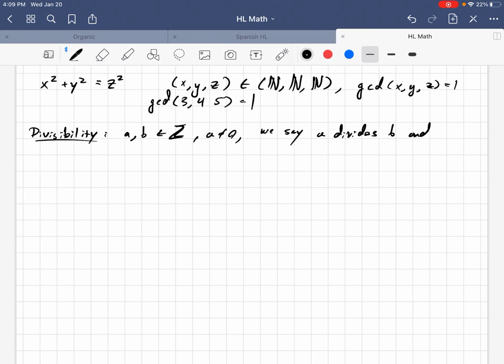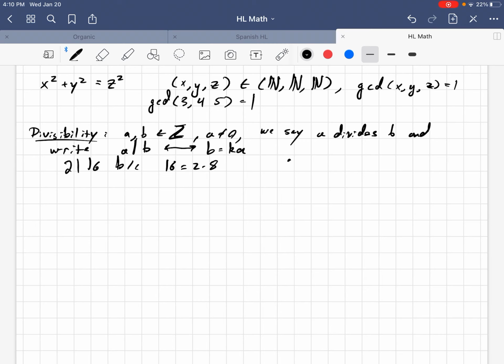And we write it as a with a vertical bar. A divides b is how that's read. And another way of saying that is that b is equal to ka. So b is a multiple of a if a divides b. So, for example, 2 divides 16 because 16 is equal to 2 times 8.